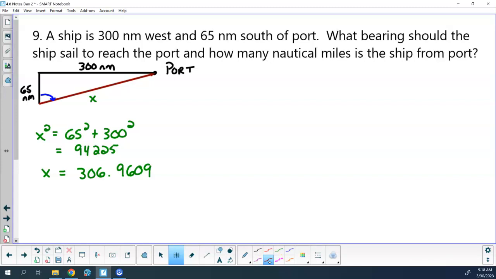So we could say here the ship needs to sail, we want to go 306.96 or 307.0? 306.96?